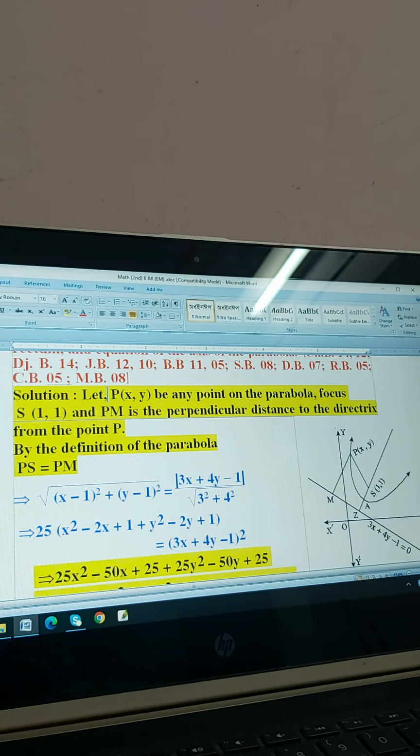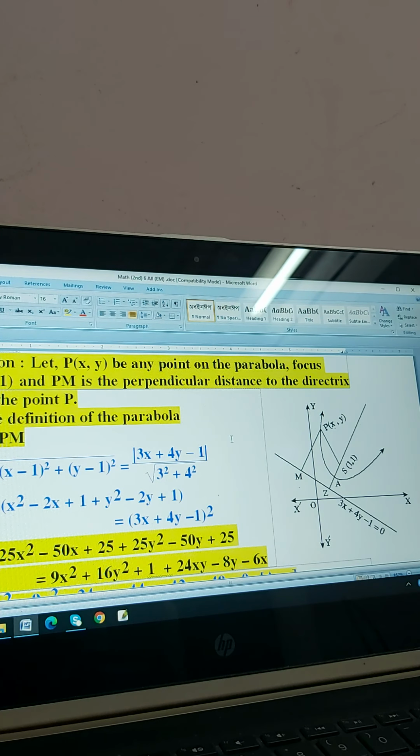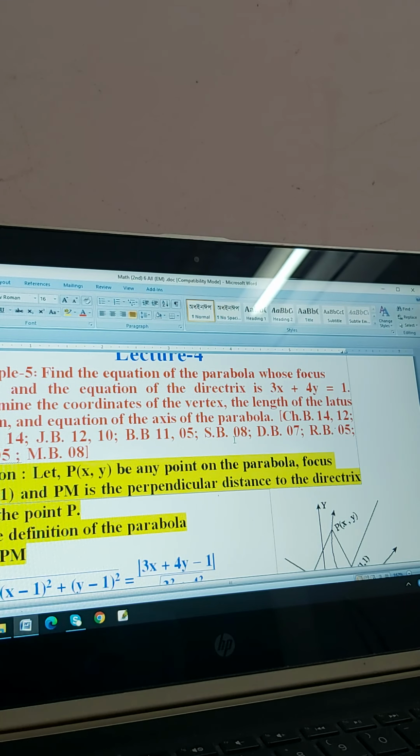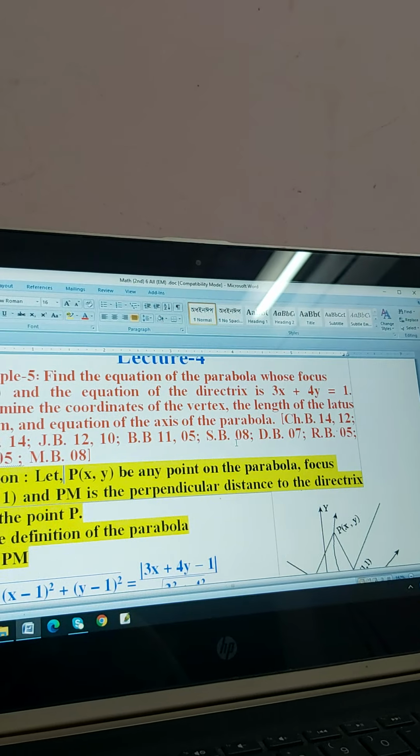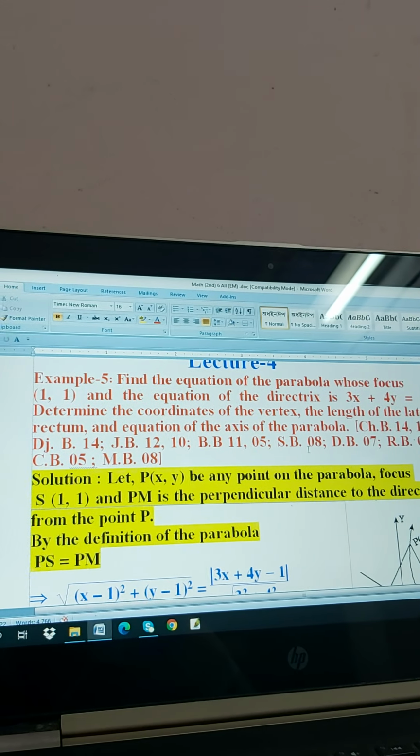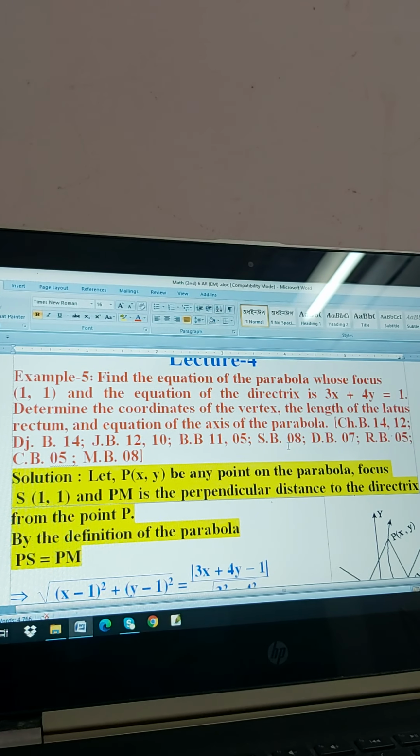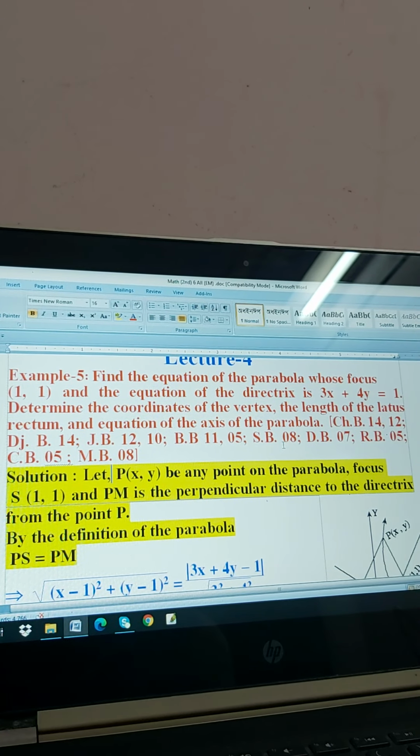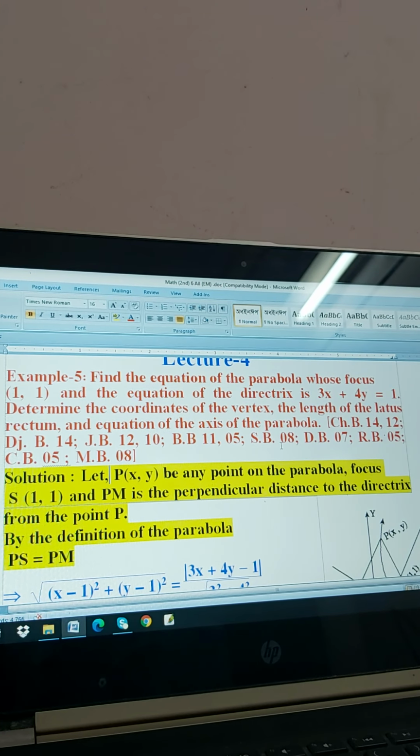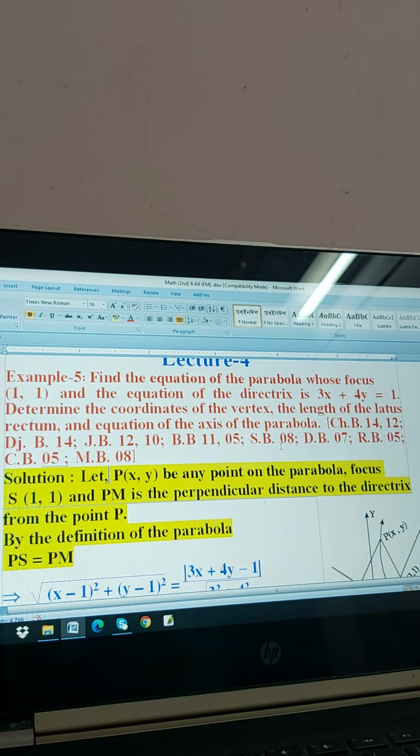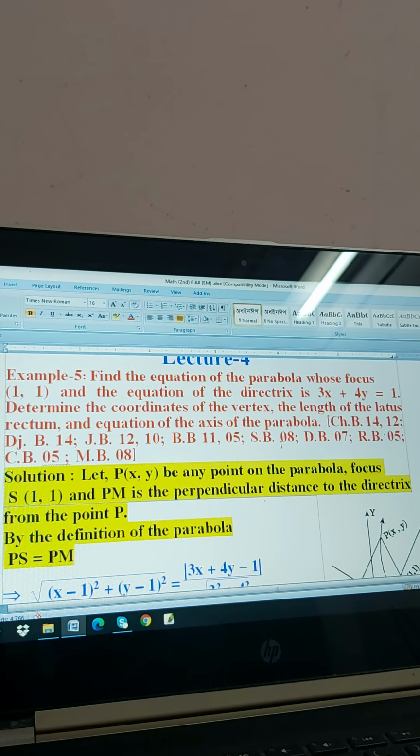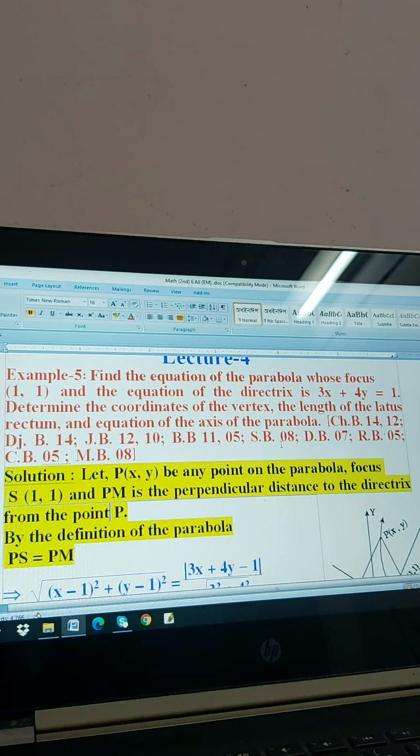Again I review the question. What is our target? This is the given question. Find the equation of the parabola whose focus is (1, 1) and the equation of the directrix is 3x plus 4y equal to 1. We have to find the vertex, the length of the latus rectum, and the equation of the axis of the parabola.